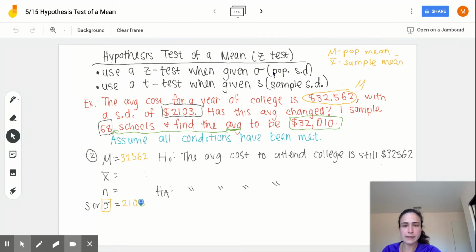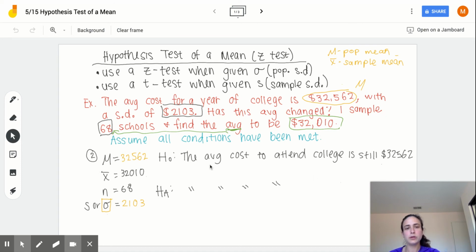After that, basically we'll find N, which it says I sample 68 schools, so N should be 68. And then X bar is the mean of the sample. So it says I sample 68 schools and find the average to be 32,010. So this mean is referring to the 68 schools that have been sampled. So that would give you X bar, 32,010. Okay. Now remember your hypotheses should be about the mean.